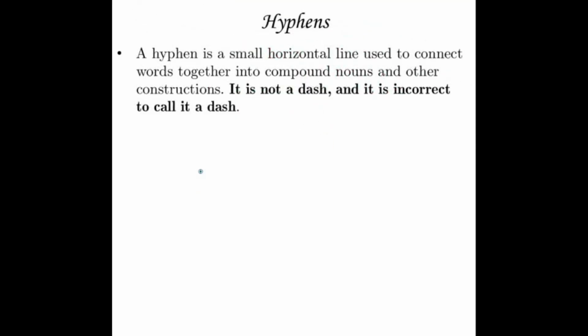All right, to begin with, what is a hyphen? It's not the same thing as a dash. A hyphen is a small horizontal line used to connect words together into compound nouns and other constructions. It is not a dash and is incorrect to call it a dash. So, for example, let's look at the word self-esteem, which I can spell, thank you. See that little bitty line connecting self and esteem? That is a hyphen. Never, ever, ever call it a dash. We'll talk about actual dashes in a minute.